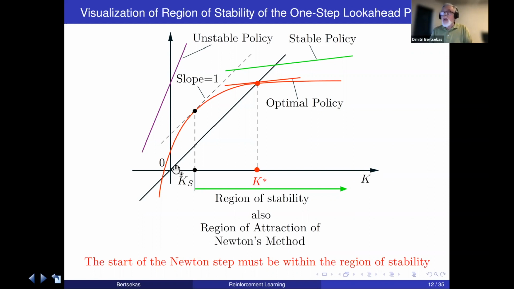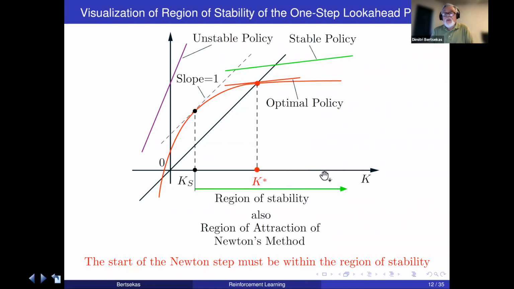Now, these kinds of questions are very important in control theory. They are hardly looked at in the AI version of reinforcement learning, but in model predictive control and control theory, these questions are very, very important: how far you can go from optimality in terms of approximation and still maintain a stable policy.